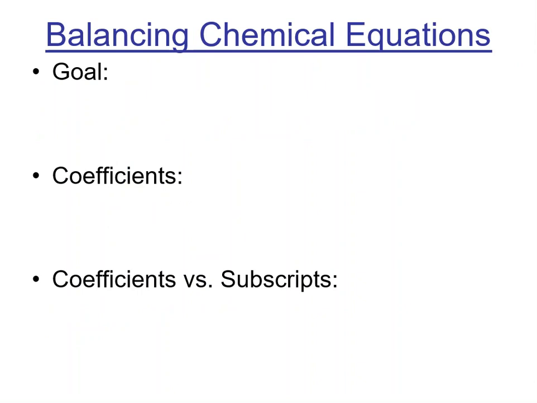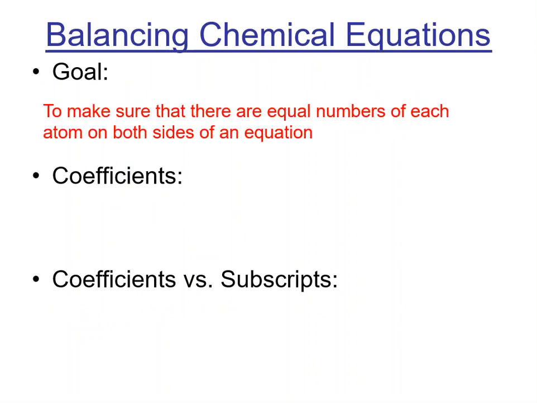So when we're balancing an equation, our goal is to make it so that we have the same number of each atom on both sides of the equation. Essentially, we're just following the law of conservation of matter that says matter is neither created nor destroyed in a chemical reaction. So let me think of a chemical reaction that I like, making chocolate chip cookies.